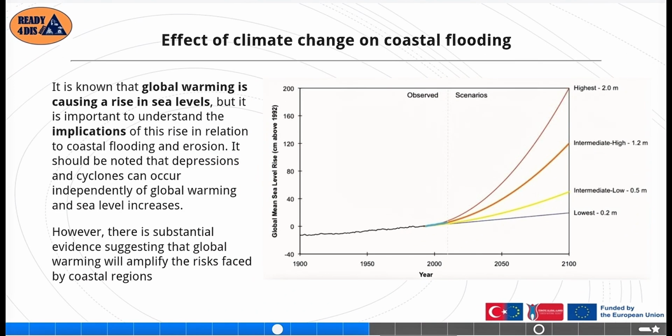It is known that global warming is causing a rise in sea levels, but it is important to understand the implications of this rise in relation to coastal flooding and erosion. It should be noted that depressions and cyclones can occur independently of global warming and sea level increases. However, there is substantial evidence suggesting that global warming will amplify the risks faced by coastal regions.